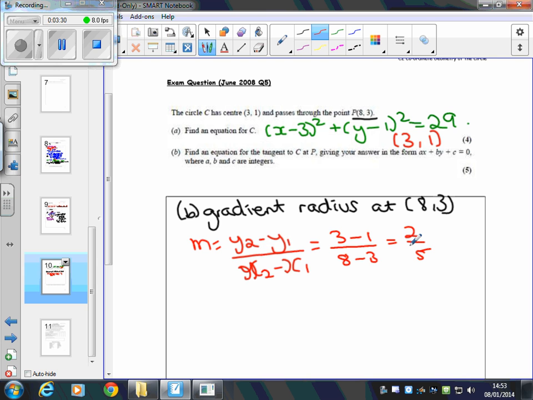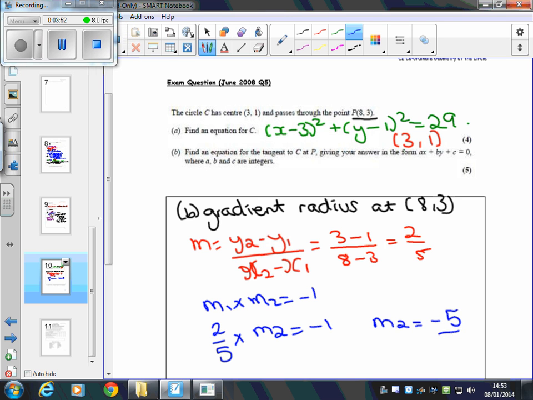Now the tangent to the circle will be perpendicular to this line. So that means that we need to do m1 times m2 equals minus 1. Well, we know that m1 is equal to 2/5, so 2/5 times m2 equals minus 1, which gives us m2 is equal to minus 5 over 2.